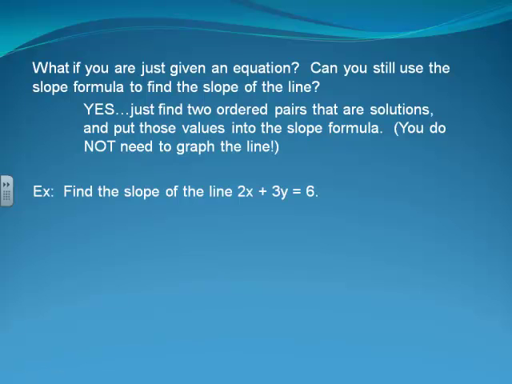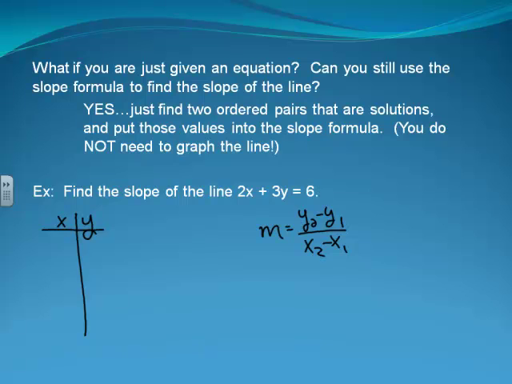So let's look at an example. Find the slope of the line 2x plus 3y equals 6. If we can get 2 points on that line, two ordered pairs, just like if we were going to graph, although we're not going to graph. If you can find two ordered pairs on that line, you can put them in the slope formula, and you'll have your slope, no graphing needed.